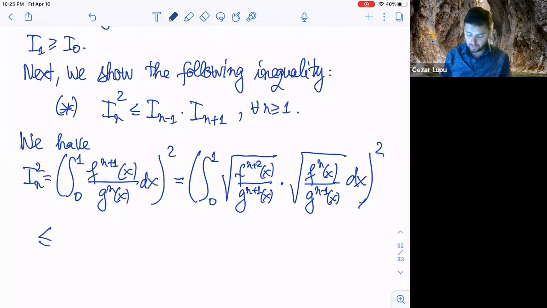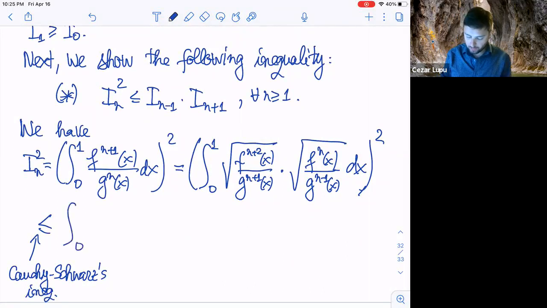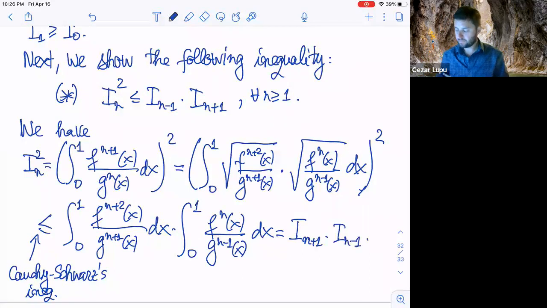And now, by applying the Cauchy-Schwarz inequality, again here I'm applying Cauchy-Schwarz, this will be less or equal than the integral from 0 to 1 of f to the power n plus 2 of x over g to the power n plus 1 of x dx, times the integral from 0 to 1 of f to the power n of x over g to the power n minus 1 of x dx, which is indeed I sub n plus 1 times I sub n minus 1. Great. So at this point, we prove star.